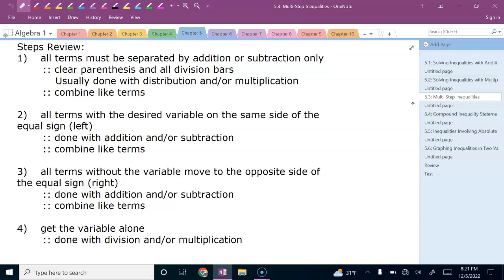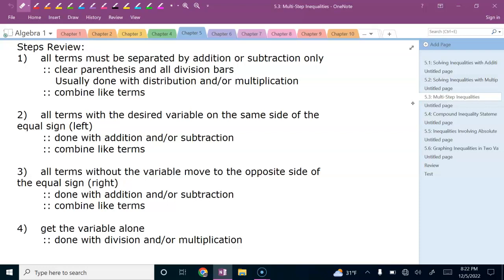Then you want to make sure that you get the variable term by itself. So you want to move your plain numbers together, and that's using addition or subtraction to move those numbers around. Remember that you always just do the opposite operation of what you see. So if it has a plus sign to begin with, then you would subtract and vice versa. Then you want to get the letter term by itself. So you're going to use division or multiplication in order to get the letter alone.